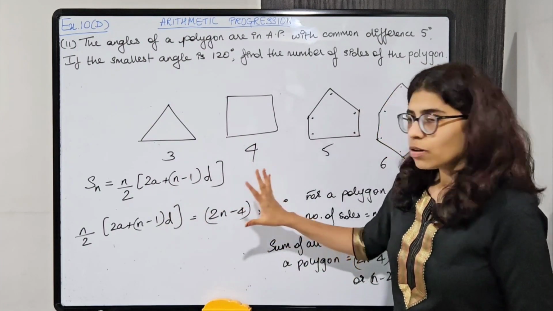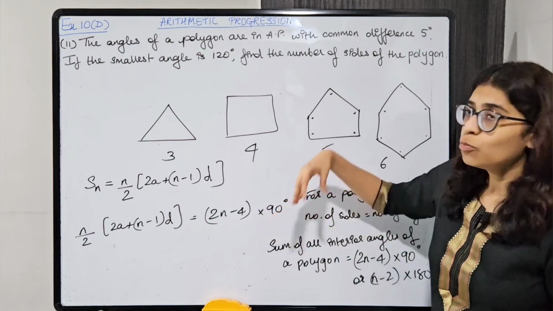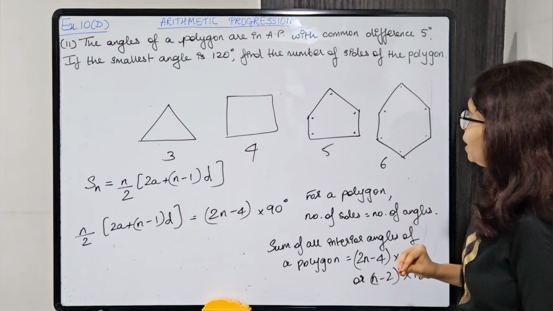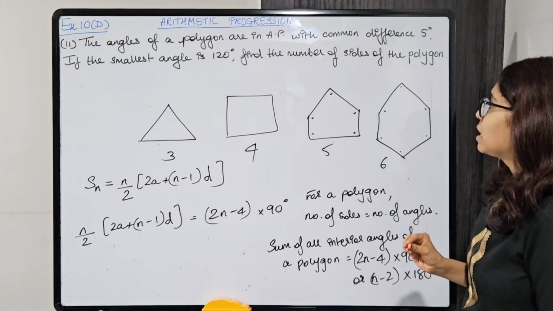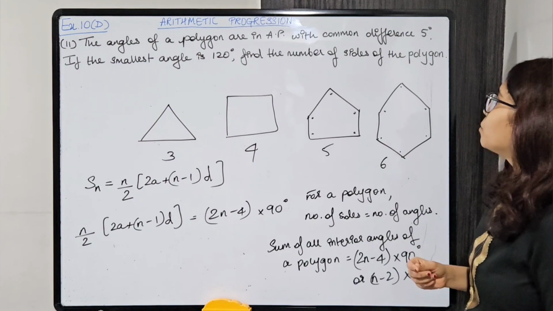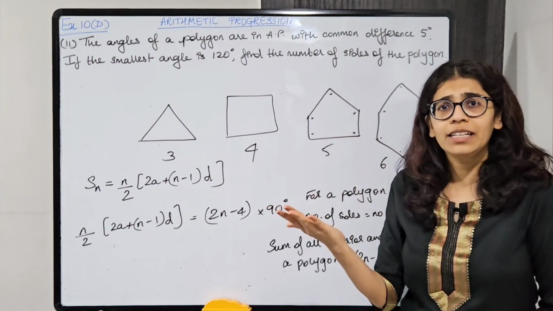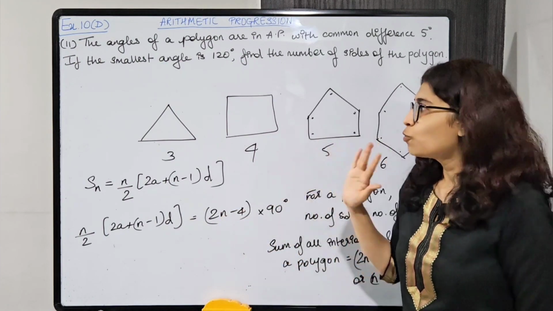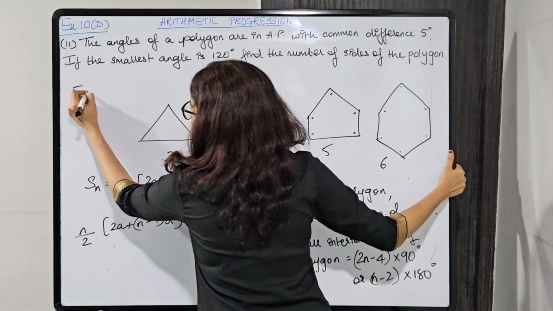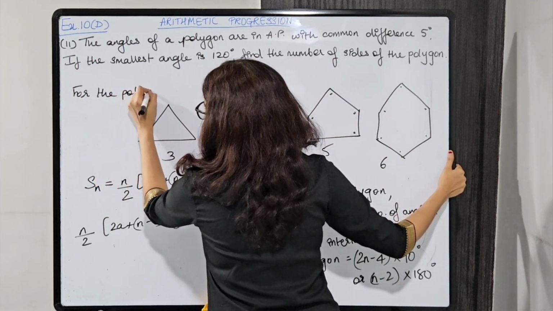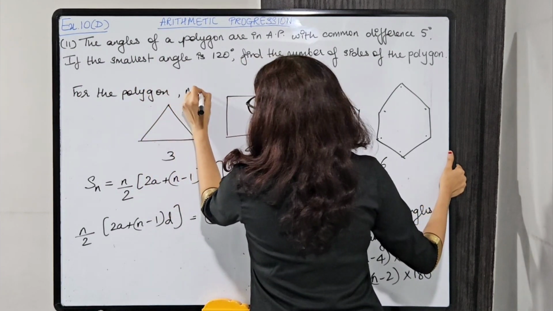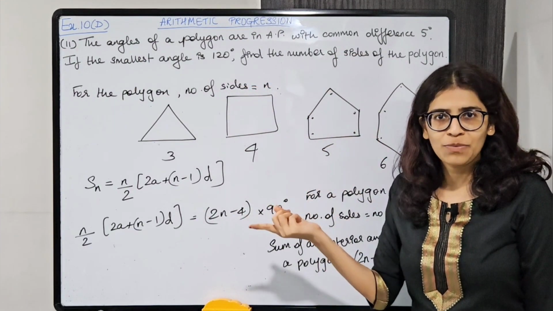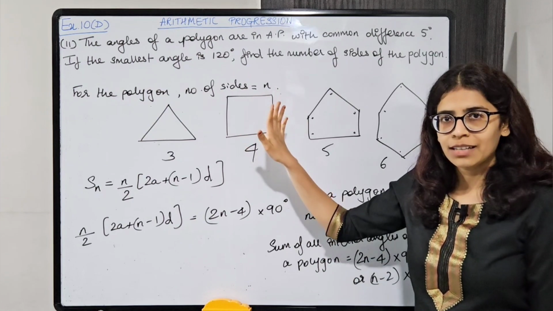I hope this part is clear, students, because now I'm moving on to the question. We'll read the question. The angles of a polygon are in AP with common difference 5 degrees. If the smallest angle is 120 degrees, find the number of sides of the polygon. There is a polygon, and we don't know how many sides it has, so we'll consider n number of sides. If there are n sides, there will be n angles as well, right? As many sides as there are, that many angles.